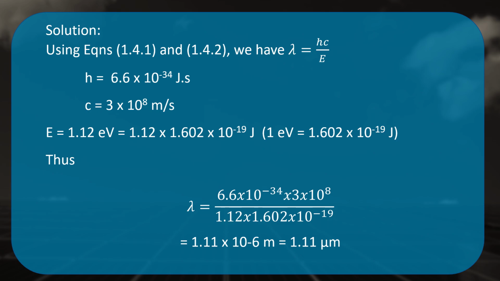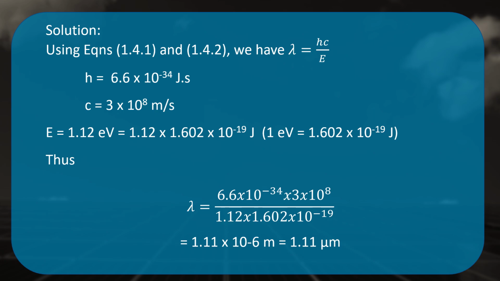So you can write lambda is equal to hc upon E, and as you know the value of h is 6.6 into 10 to the power minus 34 joule second, and you know also that the speed of light is 3 into 10 to the power 8 meter per second. Now just put the values in the formula lambda is equal to hc upon E. So E is equal to what? That is 1.12 electron volt.